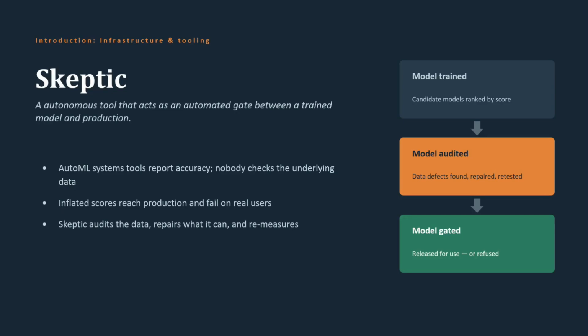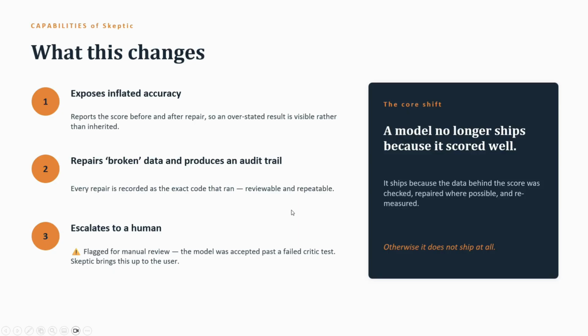We created Skeptic, a tool that acts as an automated gate between the trained model and production. So what's the reason behind Skeptic? AutoML systems today only report metrics but don't share the underlying data. As a result, inflated scores reach production and models become impractical. Skeptic audits the data, repairs what it can, and remeasures.